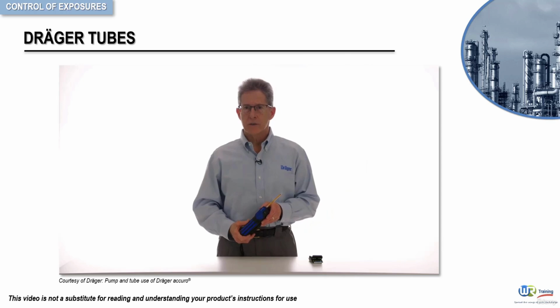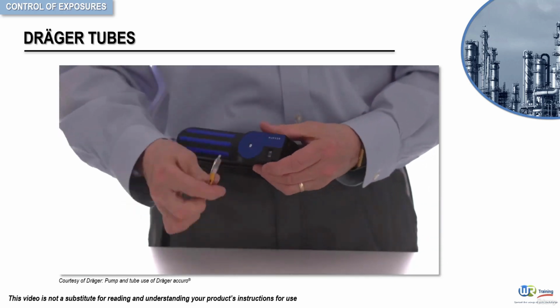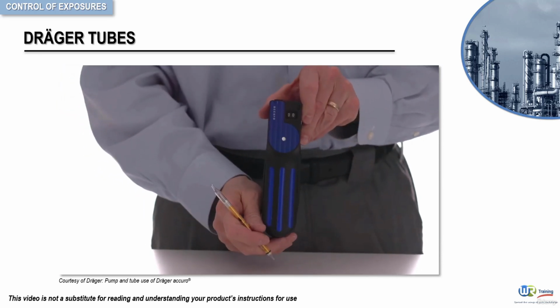If the pump leaks, try inserting the tube into the socket more tightly and repeat the test. Otherwise, refer to the maintenance section of the instructions for use. Remove the tube and push the reset button to set the stroke counter back to 0.